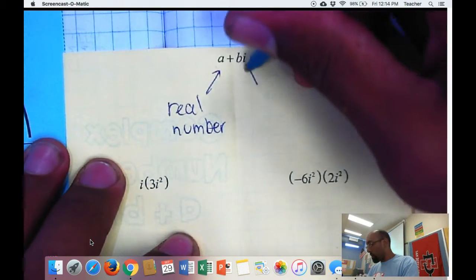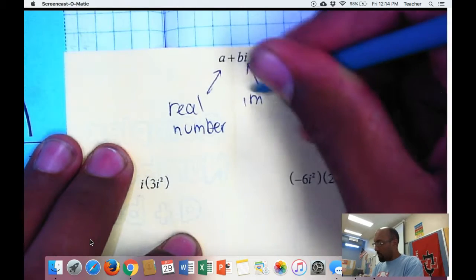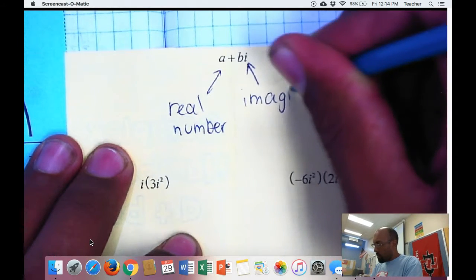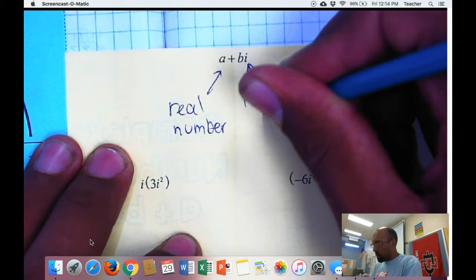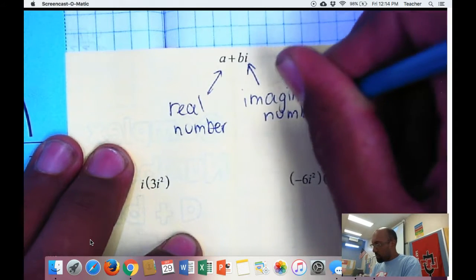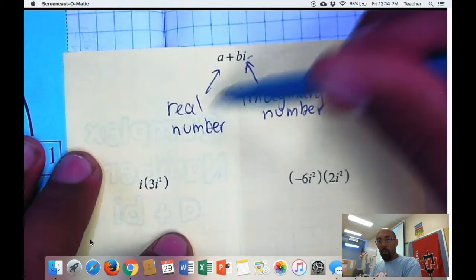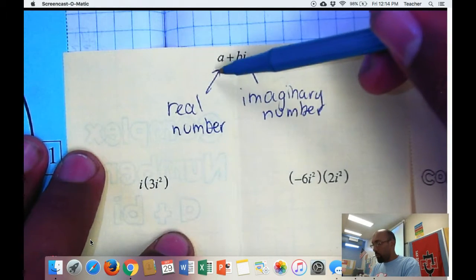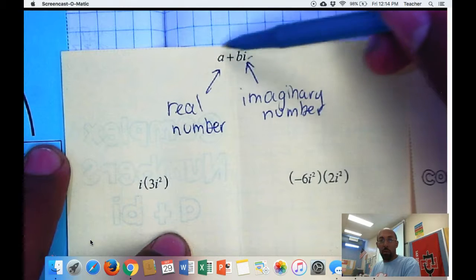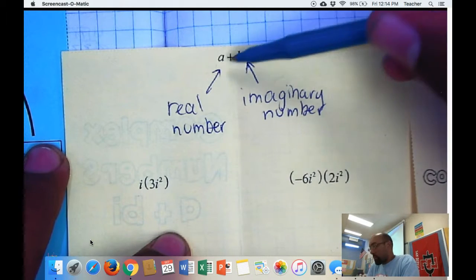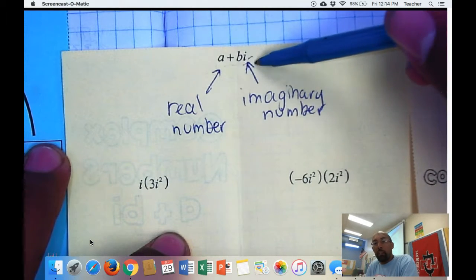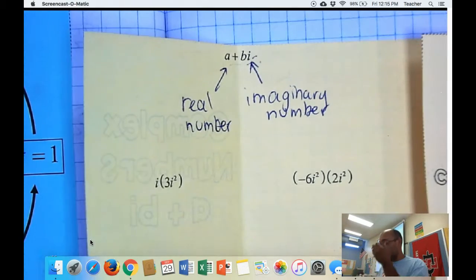And the second part we call the imaginary number. And as you can see, it's called imaginary because it has the i. So for all complex numbers, you always have two parts. That's why they're complex, because there are two parts. They're binomials, and they include imaginary numbers as well.